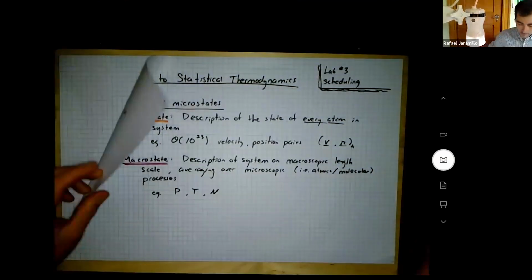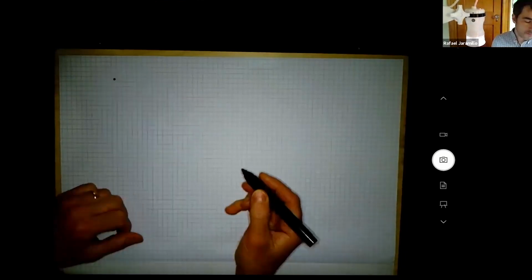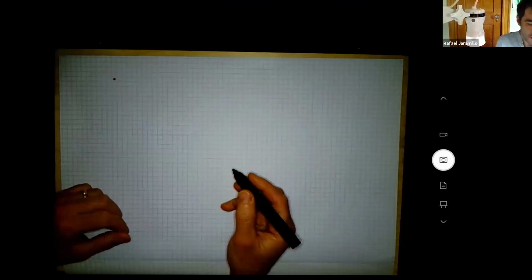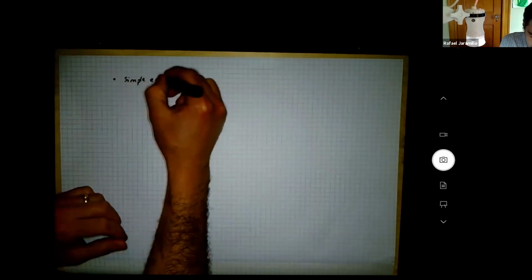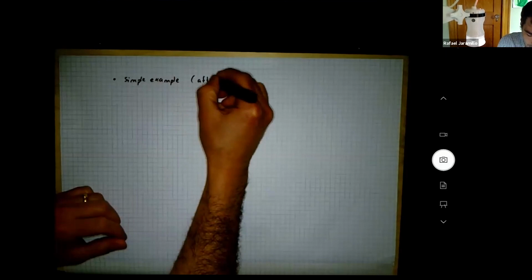Okay, so we're going to spend some time counting microstates, because it's really through counting microstates that the profound nature of this emerges. Here's a simple example. This is right from DeHoff.